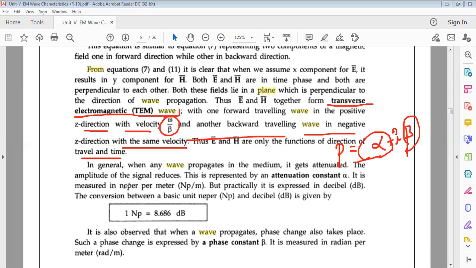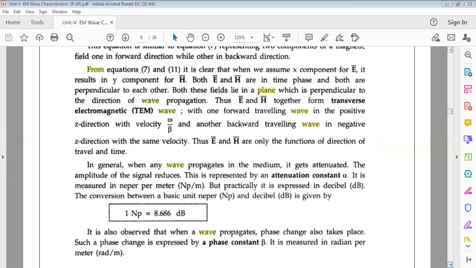It is measured in Nepers per meter, but practically it is expressed in decibels. The conversion between the basic unit Neper and the decibel is given by 1 Neper equals 8.686 decibels. It is also observed that when the wave propagates, a phase change also takes place. Such a phase change is expressed by the phase constant β. It is represented in radians per meter.